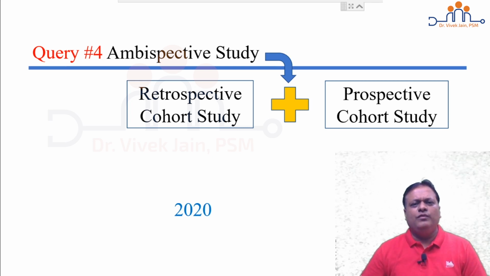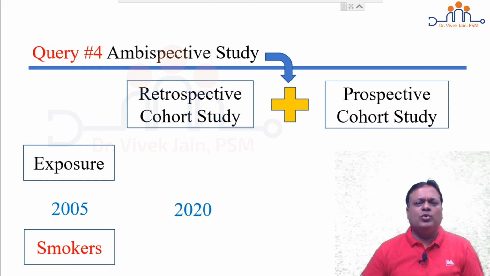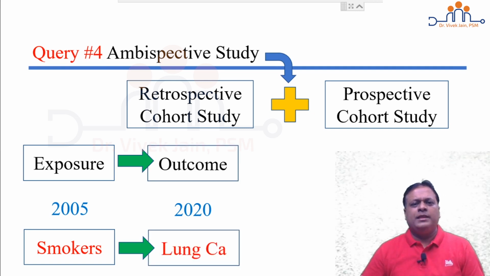So what I will do, we are in 2020, but first I go back to the year 2005, find out smokers and non-smokers from hospital records, and then I come in the forward direction till today's time and I look at the outcome, lung cancer. This is a retrospective cohort study. So my study is completed, my results are there.